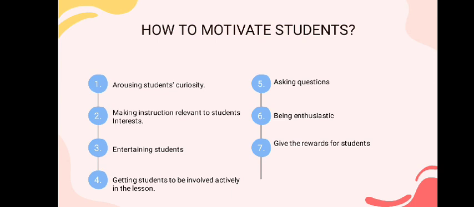First, rousing students' curiosity by presenting the students with interesting pictures. Second, making instruction relevant to students' interests by relating instruction to the students' lives. Third, entertaining students, incorporating humor and using games. Fourth, getting students to be involved actively in the lesson: asking lots of questions, requiring students to solve problems, having students in group discussions. Next, asking questions and presenting problems that are at the right level of difficulty. Next, being enthusiastic. And the last one is providing the students with rewards.